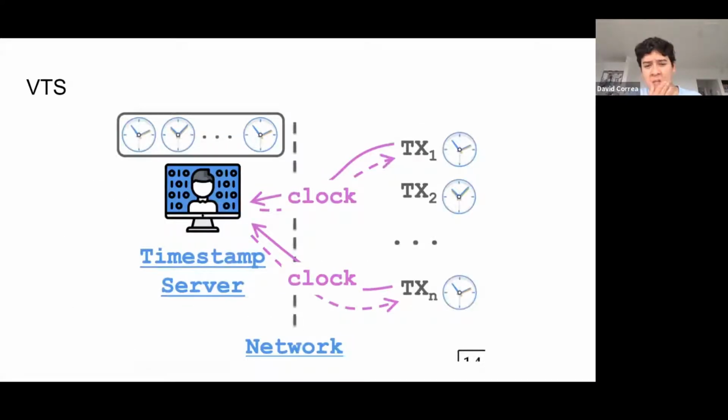This is an example of VTS. Each transaction or worker has its own clock, but the timestamp server has a version of all the clocks. The paper actually did a really good job explaining this too, with separate diagrams and several examples that you can follow on your own.